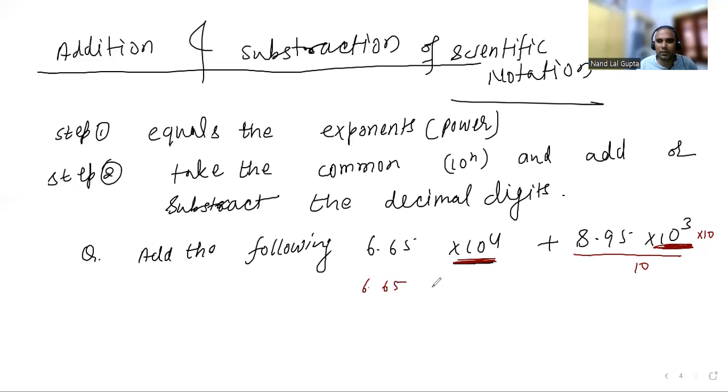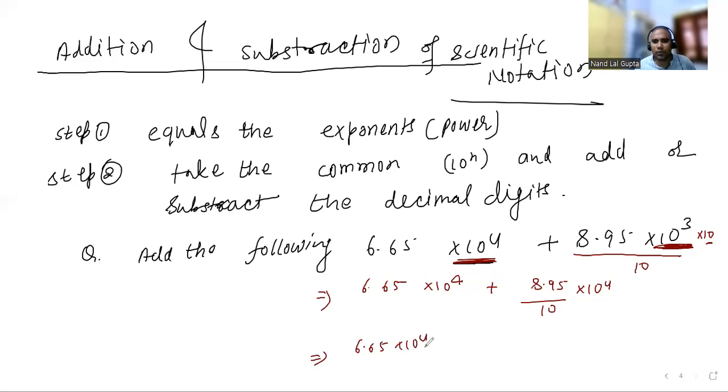6.65 plus 8.95 divided by 10 into 10 power 3 plus 1, which is 4. Patiently watch this one. Can it be 4? Yes or no? Yes, sir. Okay. Now go for the next step.